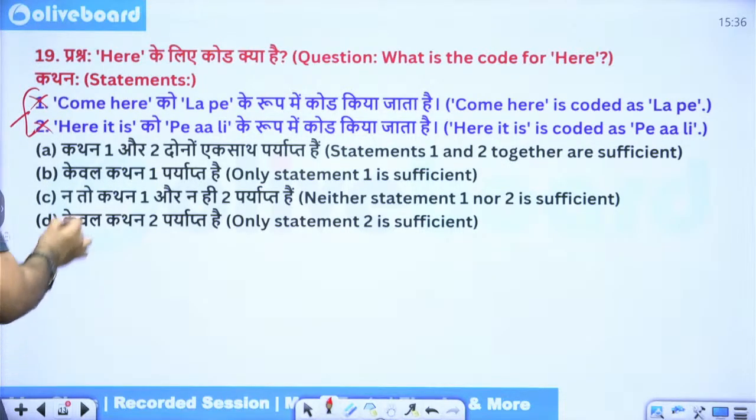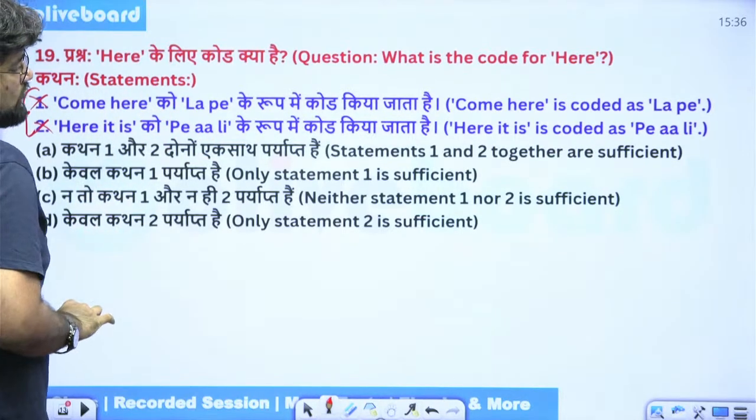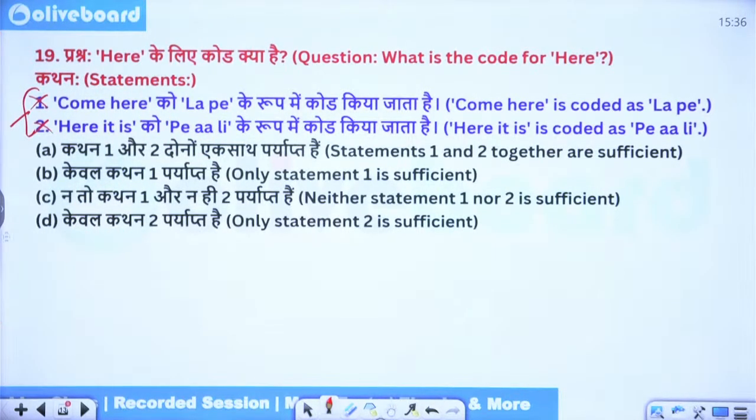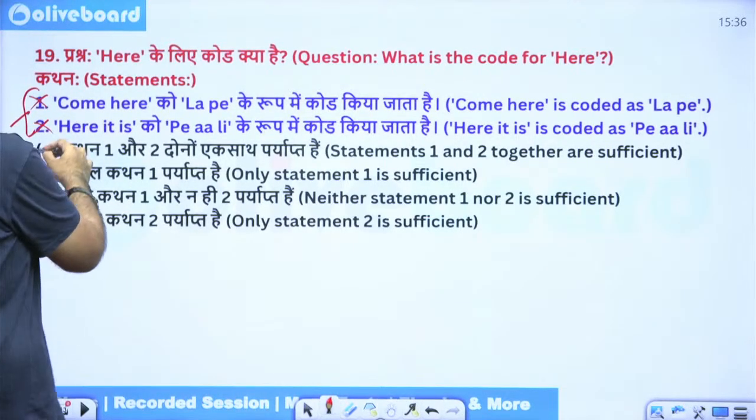A lot of you will argue that why can't we say that this is come and this is here. This is a Chinese coding, so we don't know whether that will be true or not. So the answer is both are sufficient, option A.